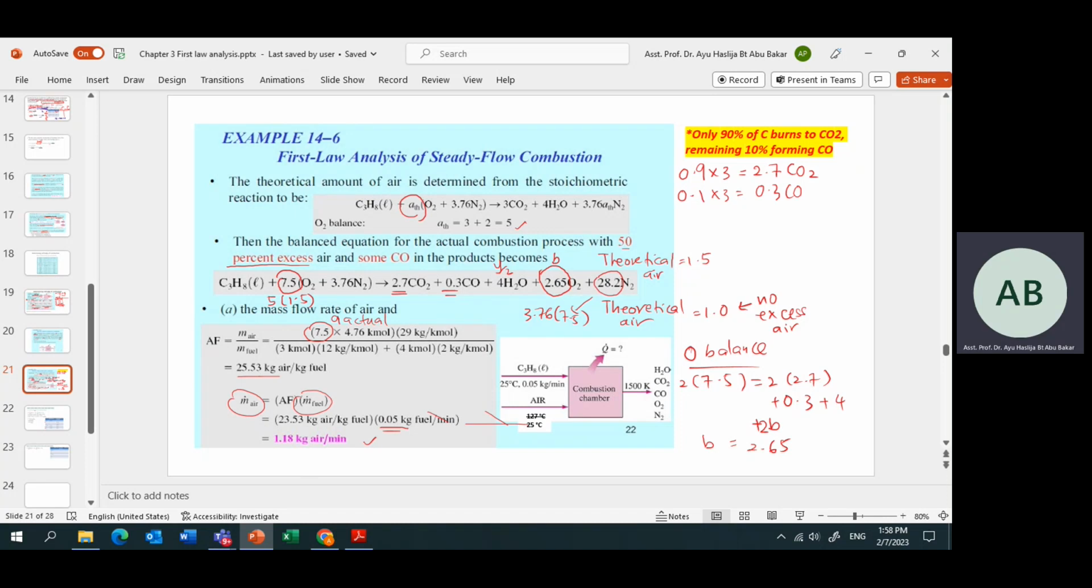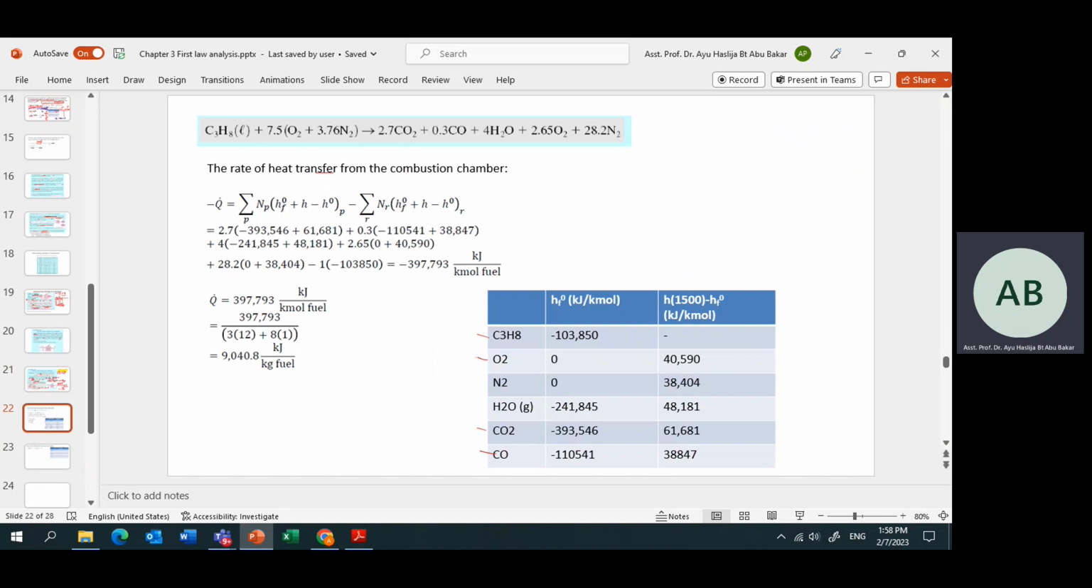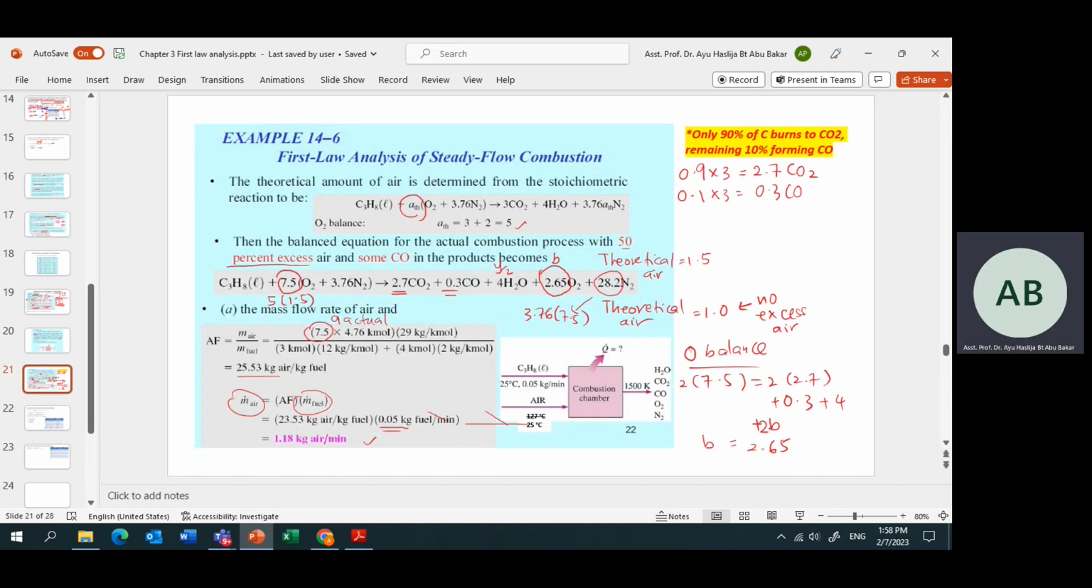Okay, I will need to stop here first. We will proceed next class on the B calculation. For B, we will do step by step. Okay, it will be quite long, so we will proceed on Friday.